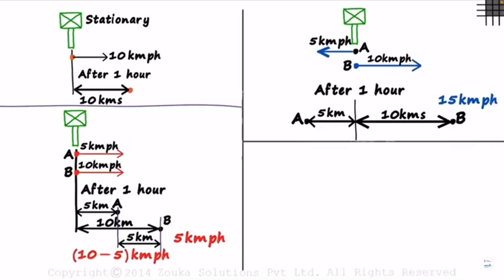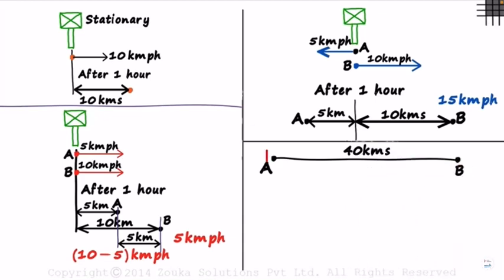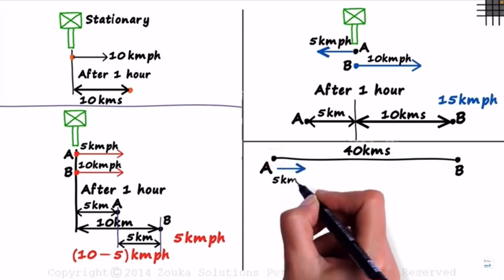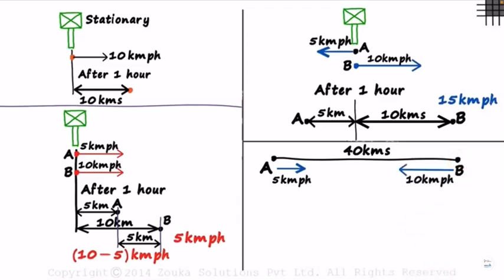But there is another case of cars moving in opposite directions. Assume that cars A and B are 40 kilometers apart. Car A moves towards right at the speed of 5 kilometers per hour and car B moves left at the speed of 10 kilometers per hour. They are moving towards each other, but it's still opposite directions. What is the relative speed here? What do you think?